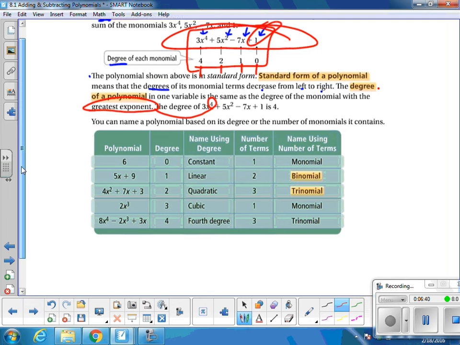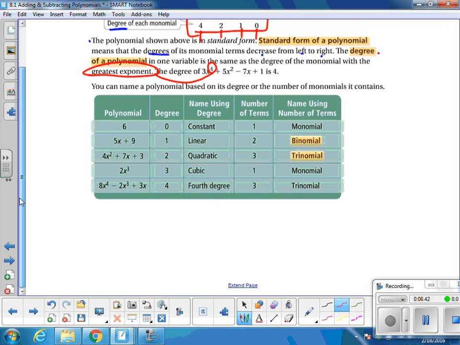Now let's talk a little about classifying each of these. This is important when it comes to naming them and figuring out what they are. You can name a polynomial based upon its degree and the number of monomials it contains. For instance, this first one here is a 0 degree, no exponent. Naming by degree, we'd say it's a constant. There's one term, and we call that a monomial. We've talked about that. There's just one term there.